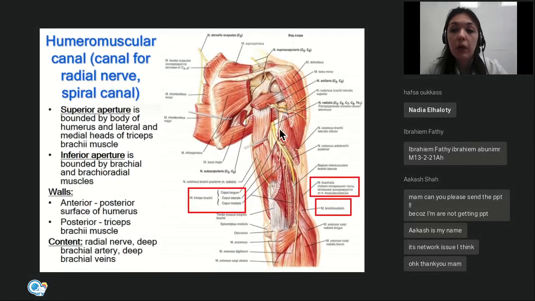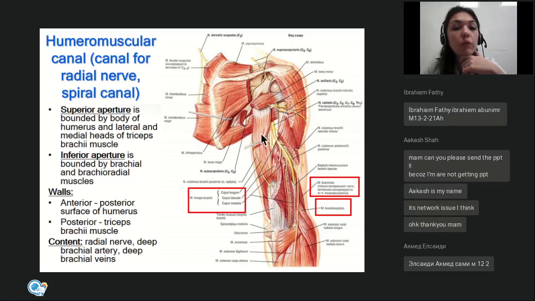Muscular canal, so we have already begun talking about it. It is located on the posterior surface of the upper arm, and it is named muscular, meaning it is located between the humerus and some muscle. Yes, so it also has superior and inferior apertures. The superior aperture is bounded by the body of the humerus and the lateral and medial heads of triceps brachii muscle. And the inferior aperture is bounded by the brachialis and brachioradialis muscles.